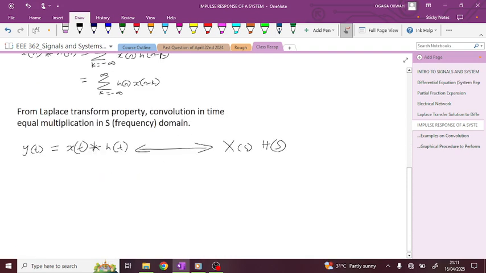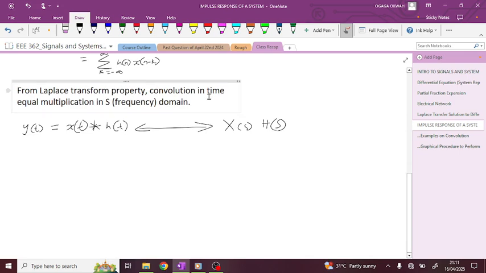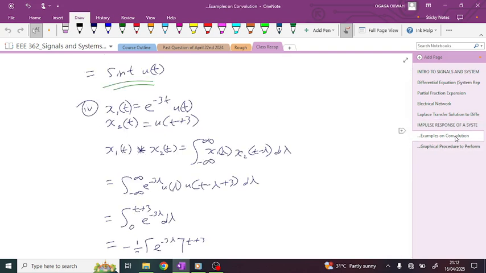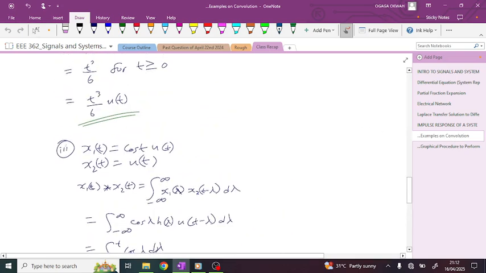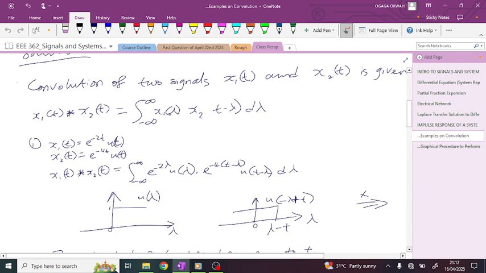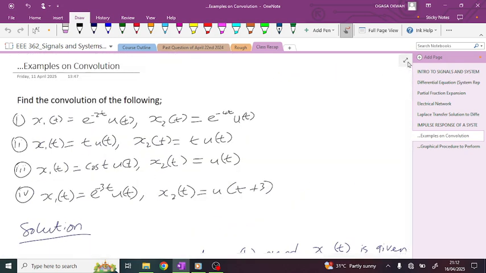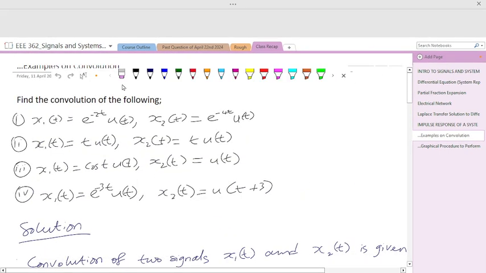Now from the Laplace transform property, convolution in time equals multiplication in the S domain. If we take convolution in the time domain, it's the same as taking multiplication in the Laplace, or frequency, or S domain. So let's see some examples that will help keep this in mind. While working with examples, it will make more meaning to us.